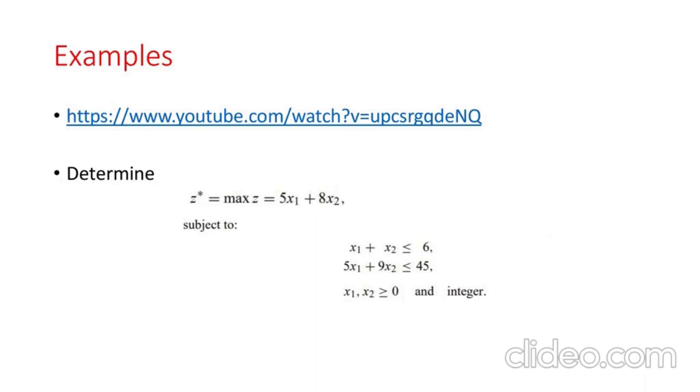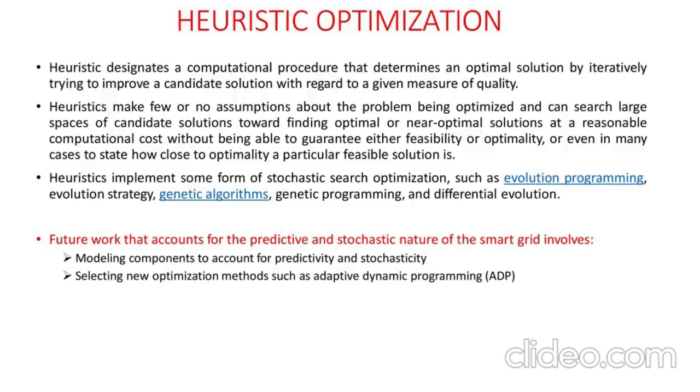So this is the example. Determine z maximum of the function 5x1 plus 9x2 subject to x1 plus x2 less than or equal to 6, 5x1 plus 9x2 less than or equal to 45, x1, x2 greater than or equal to 0 and integer. For the problem solution, I will share the YouTube link. You refer to that, practice, and come with the solution. So this is how integer programming is used to get the optimization.